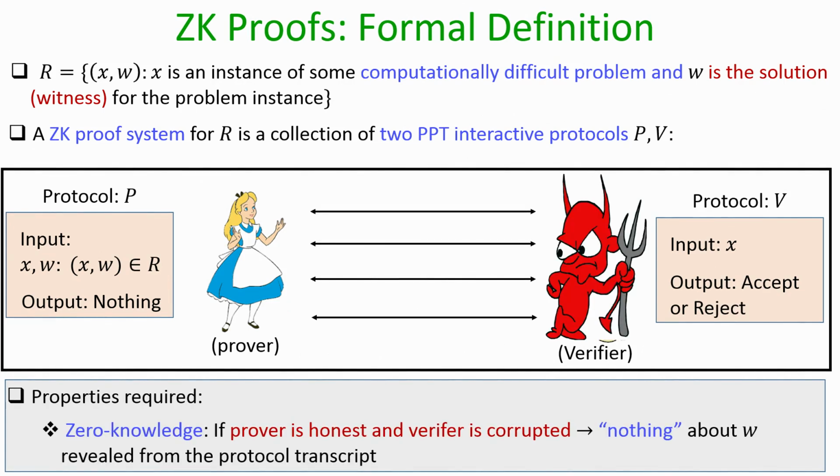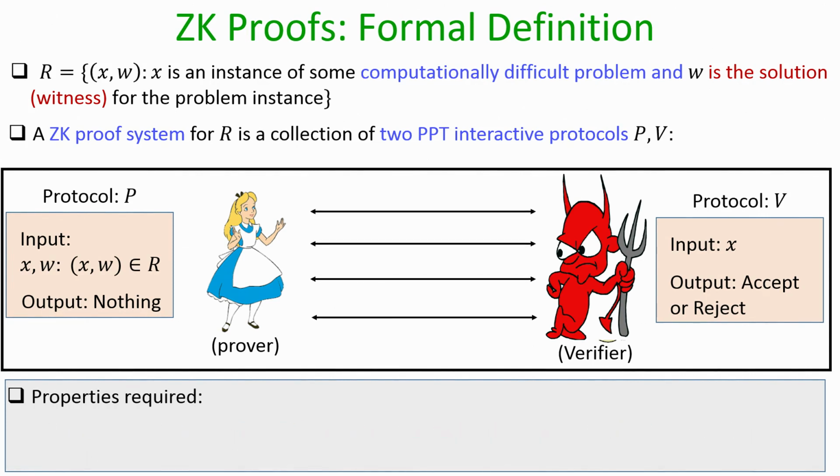And the third property is the zero knowledge property, which is analyzed with respect to a corrupt verifier and an honest prover. The zero knowledge property demands that if the prover is honest and the verifier is corrupt, then irrespective of the way the verifier participates in this protocol, the verifier learns absolutely nothing about the witness w that is available with the prover. Here, "nothing" is in quotes; it is not formal.